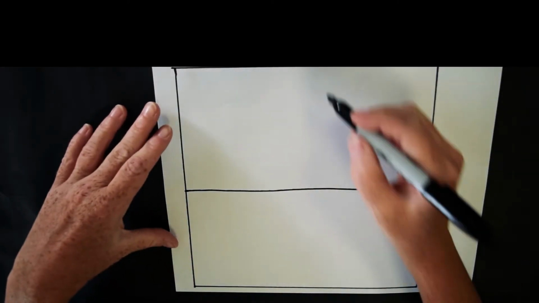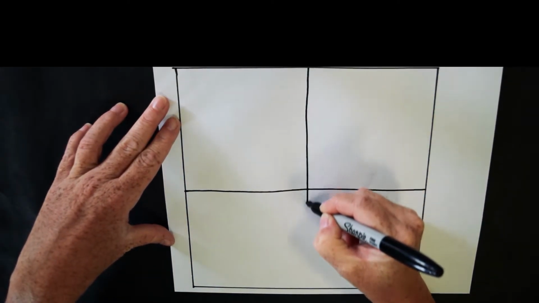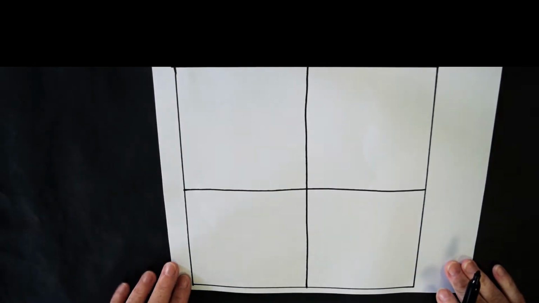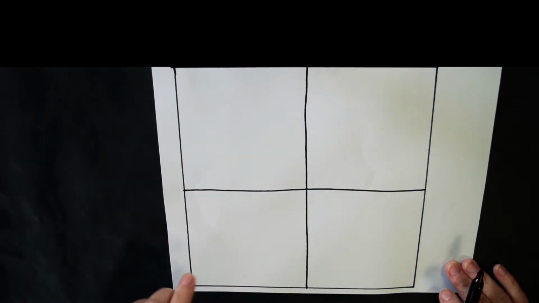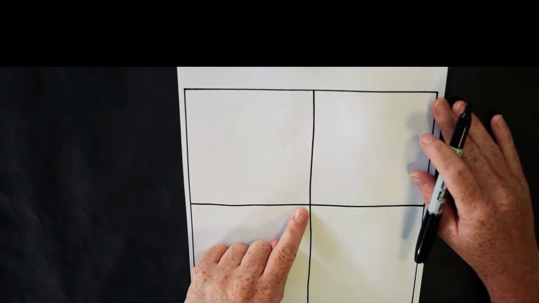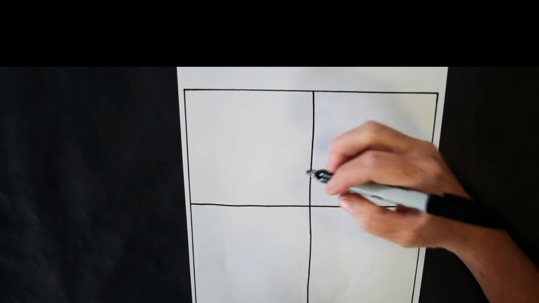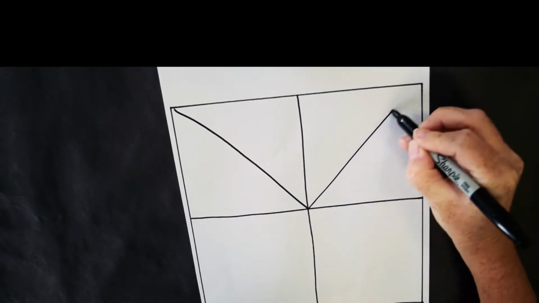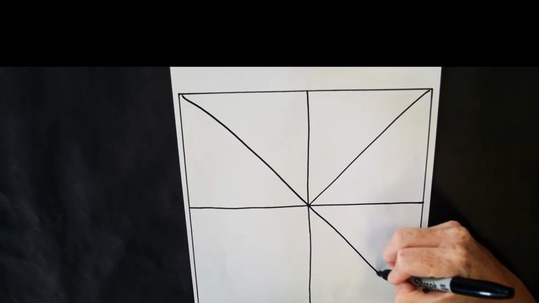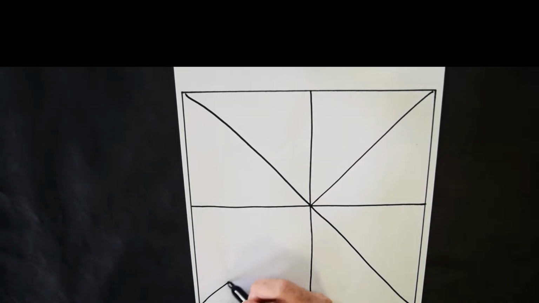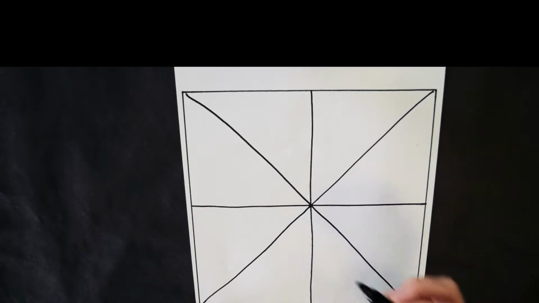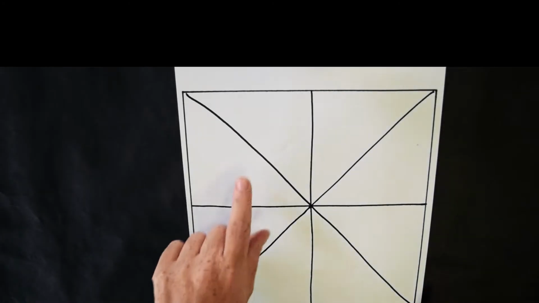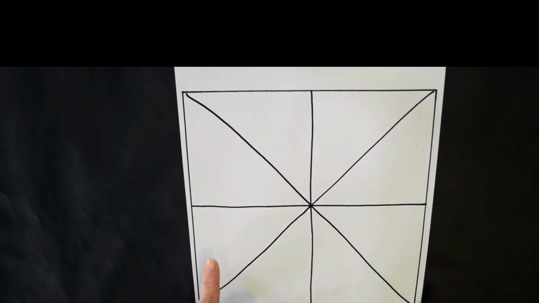We will then turn our paper and again draw a line down the middle of your square. We've now created 4 smaller squares within our square. After doing that, from the center, we're going to draw lines outward. We've now turned our 4 squares into 8 smaller triangles.